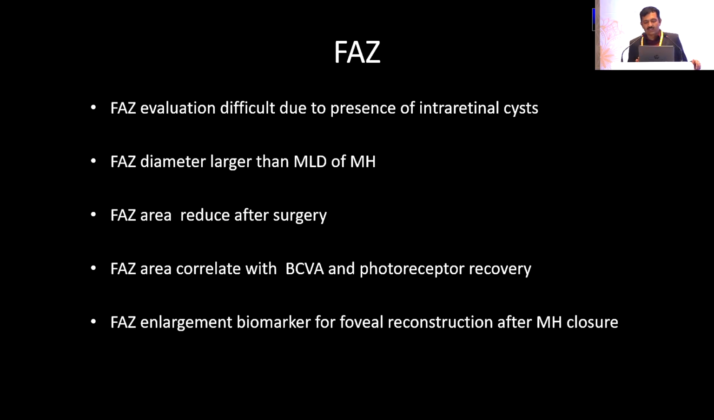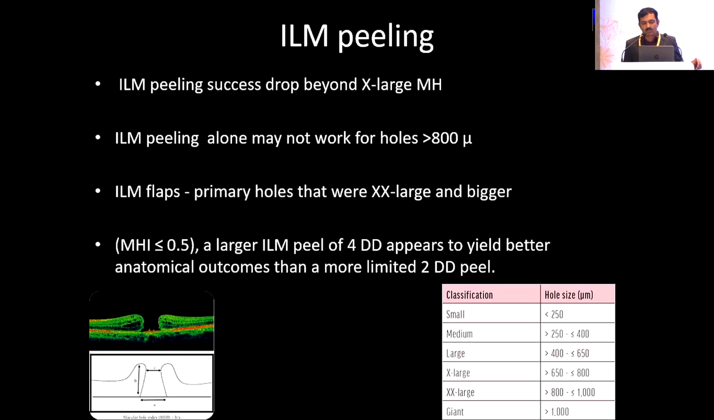How does the FAZ change? FAZ evaluation is difficult basically because of the intraretinal cysts which are present. FAZ diameter is larger than the mean linear diameter. The FAZ reduces after surgery. FAZ area correlates with the best corrected visual acuity and the photoreceptor recovery. So FAZ enlargement is a biomarker for the foveal reconstruction after surgery. So one needs to look into the foveal avascular zone post-operatively carefully. The ILM peeling definitely works in smaller holes, but in large holes, the success rate is not so high.